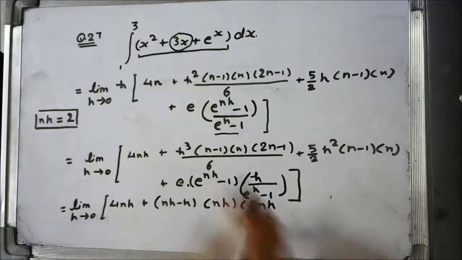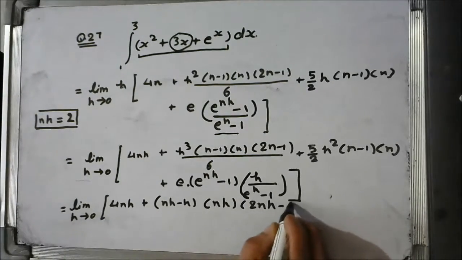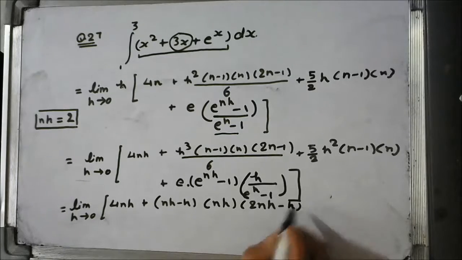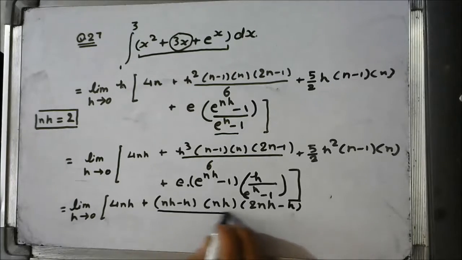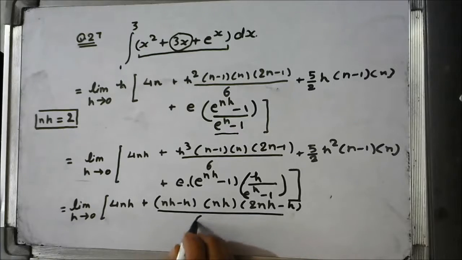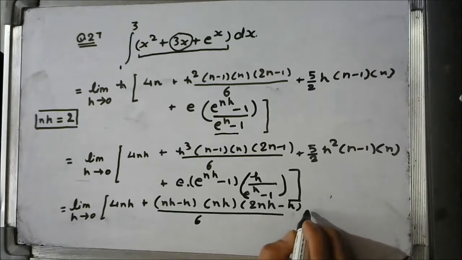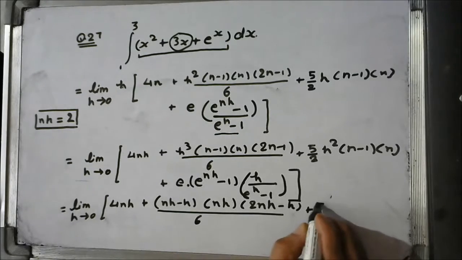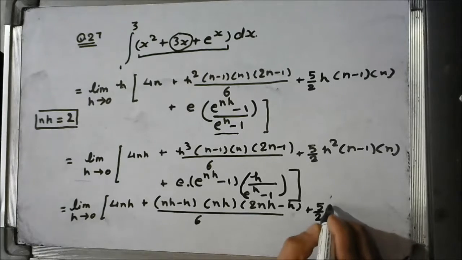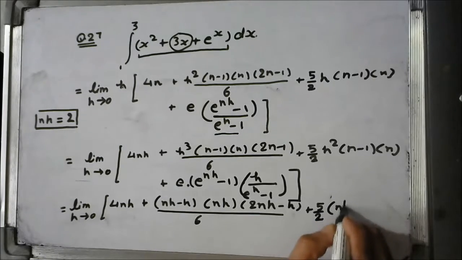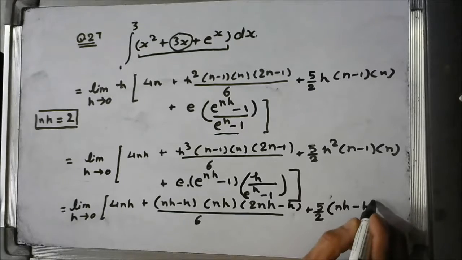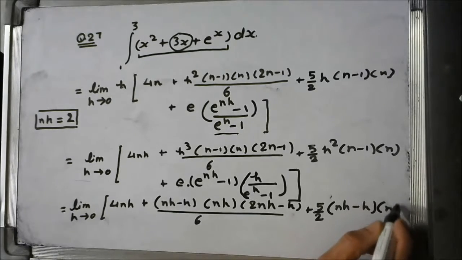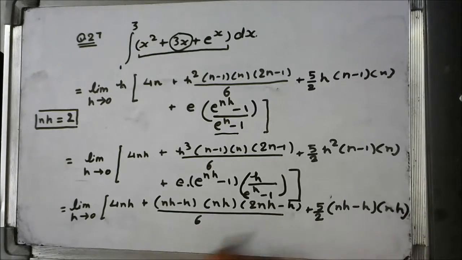2nh minus h divided by 6 plus 5 by 2 nh minus h into nh. Last term.